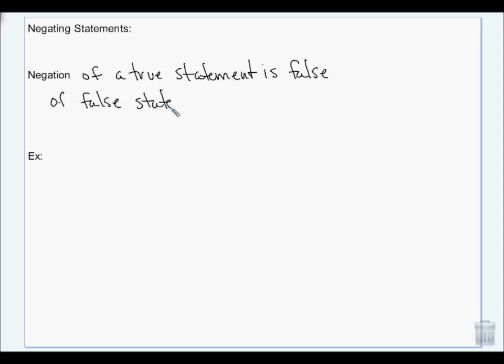Now you can negate statements. Okay, a negation of a true statement is false. And a negation of a false statement is true. Okay, so negating statements is to create the opposite.